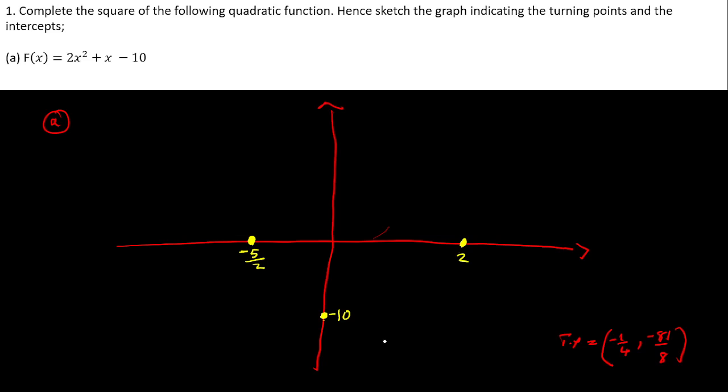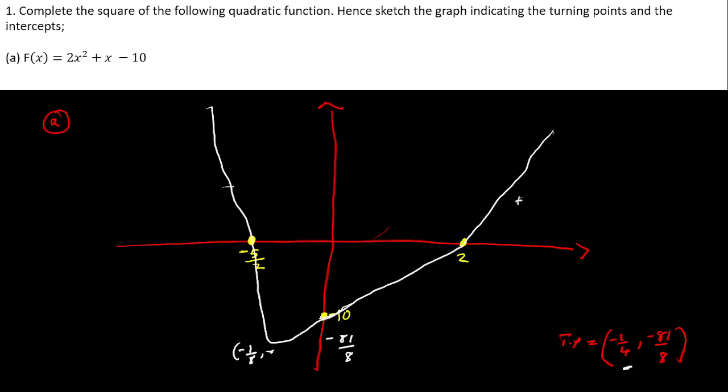Yeah, so there, this one will be negative 81 over 8, and then the other one will simply be negative 1 over 8 comma negative 81 over 8. So this is the final answer for this question.